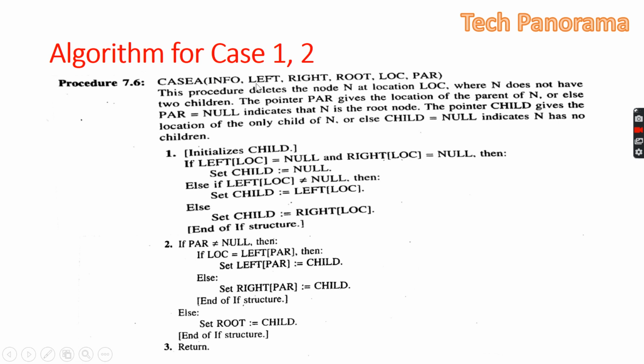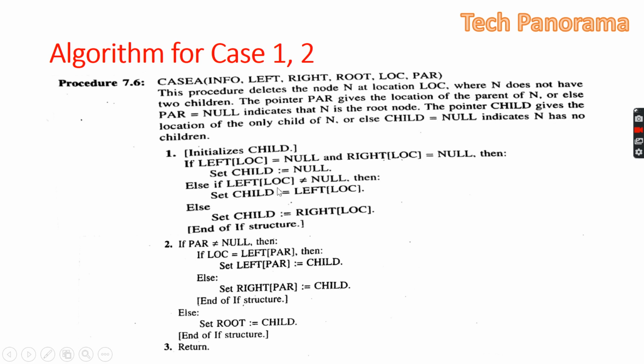So we will pass the list info, link, left, right, and the root. Then these are the output parameters, location and the parameter parent. These are the input parameters that we get from the find operation, location and the parent that will be passed, and there will be changes in the parental part. So if the left of location is equal to null and the right of location is equal to null, it means this has no child. Then we will set the pointer child equal to null.